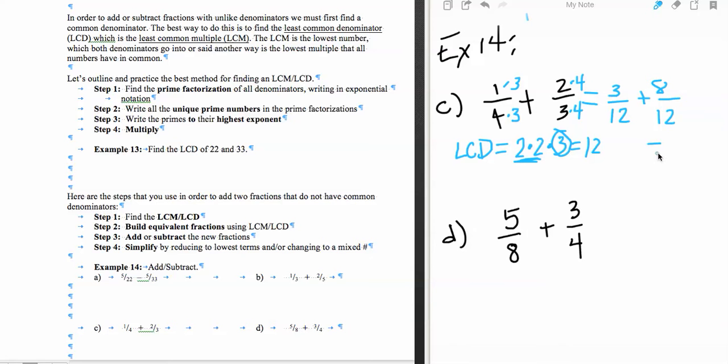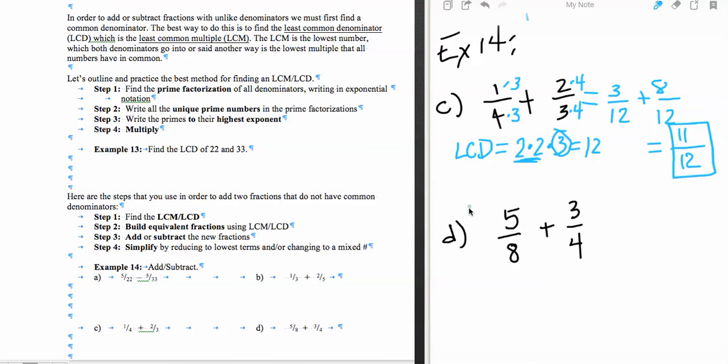And again, we add the numerators and carry along the common denominator, 3 plus 8, which is equal to 11, and the common denominator comes along for the ride of 12. 11's prime, it is not a factor of 12, therefore this doesn't reduce and we're all finished.